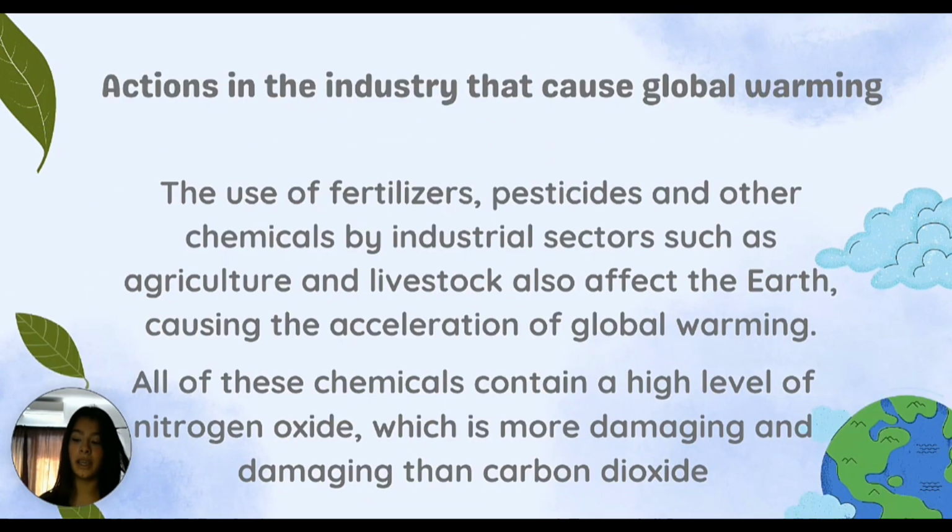Hello, my name is Eileen Carolina, and I will present the actions in industry that cause global warming and its effects. The use of fertilizers, pesticides, and other chemicals by industrial sectors such as agriculture and livestock also affects the earth, causing the acceleration of global warming. And all of these chemicals contain a high level of nitrous oxide, which is more damaging than carbon dioxide. This means that industries have a lot to do with warming and pollution, and that is also why the acceleration of global warming is frequent.